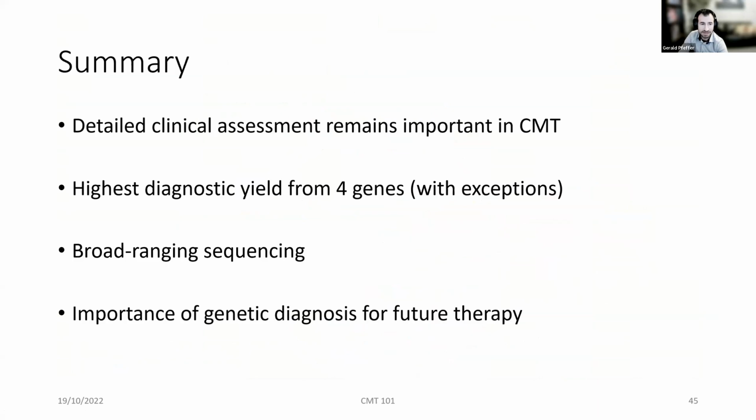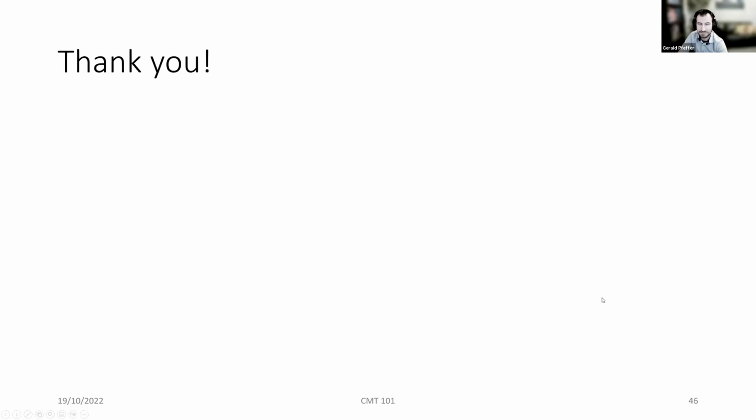So, to summarize, very detailed clinical assessment is still what we depend on in diagnosis of CMT. Most of the diagnosis does come from 4 particular genes, with exceptions. We're much better at diagnosing people thanks to broad-ranging sequencing, and it's important for us to get a genetic diagnosis for future therapy. And with that, I will pass it on to Dr. Plamondon, and thank you.